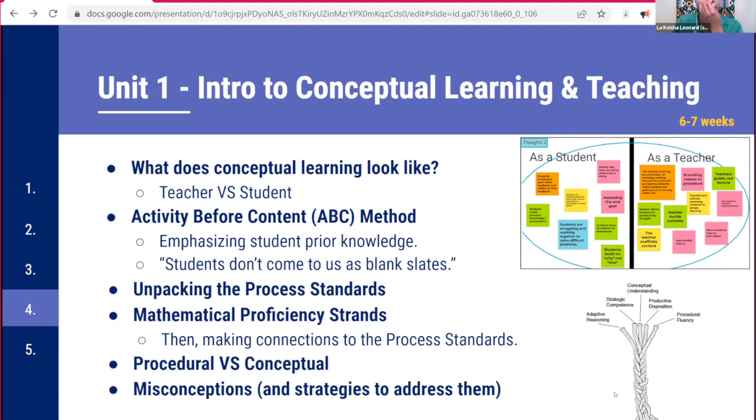I also talk about procedural versus conceptual. We even touch on misconceptions and we talk about strategies for them to address them. Now with that, everybody wants to go the procedural route and tell students how to do things correctly. In this class, everything is conceptual. How can you address a misconception without being procedural? So do you need to ask questions where students can see the misconceptions for themselves? Do you need to use error analysis?